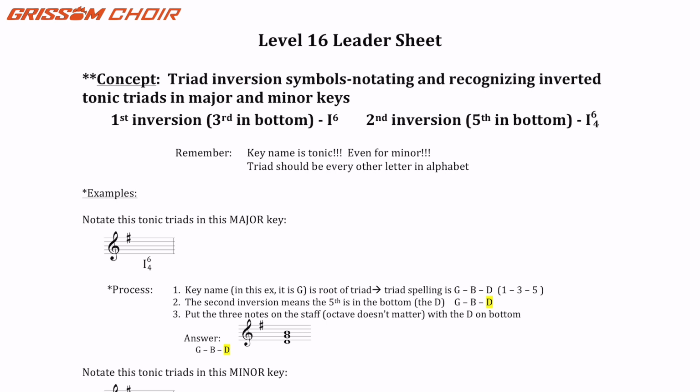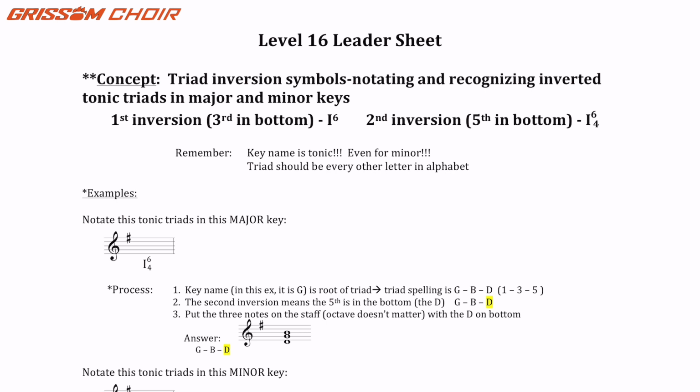The one concept in Level 16 is triad inversion symbols, notating and recognizing inverted tonic triads in the major and minor keys. As of Level 15, we learned about the different scale degrees and their music names. Remember that the tonic is the 1. It is the root of the chord. It is the do of the scale.